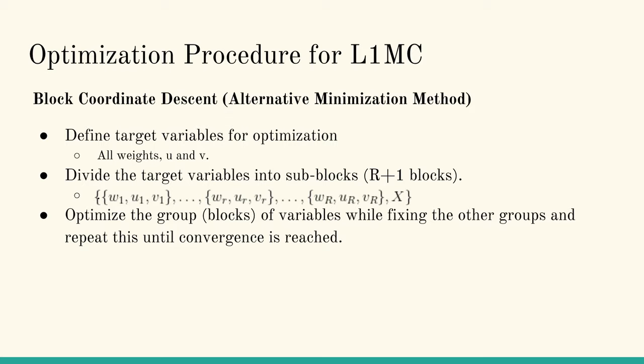This is to give a high-level overview of the optimization of L1MC. Here we define the target variables, which are the weight vector, U, V and X. We divide the target variables into R plus 1 subblocks, which are W1, U1, V1 to WR, UR, VR and X. We optimize one subblock of variables while fixing the other subblocks and repeat this until convergence is reached.